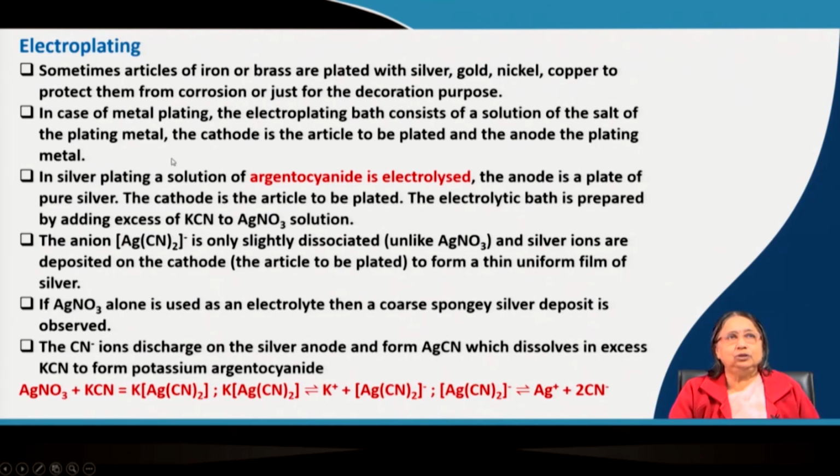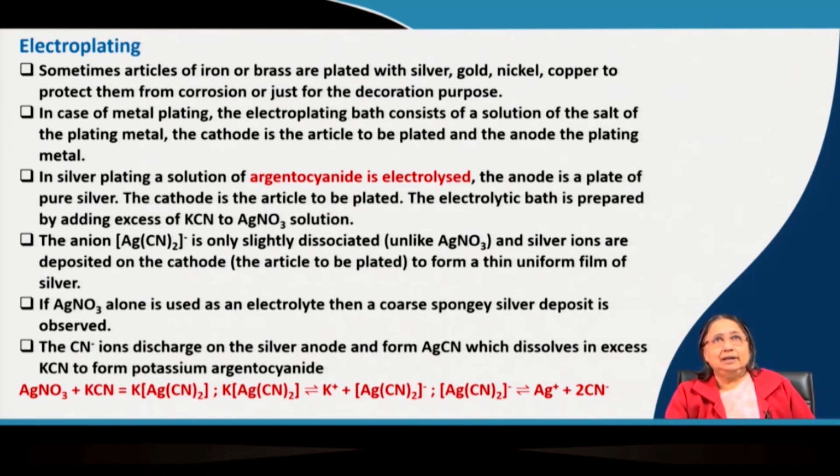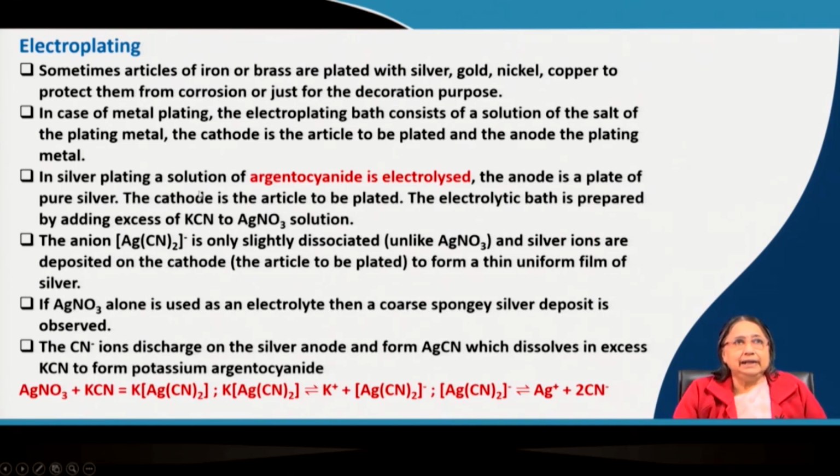That means, if you want to make it with silver plating or gold plating, then the anode will be that metal, okay. And then in the silver plating solution, argento cyanide is electrolyzed. Argento means silver. It is not silver nitrate, it is argento cyanide, this one, K Ag(CN)2, potassium argento cyanide, okay. This is used.